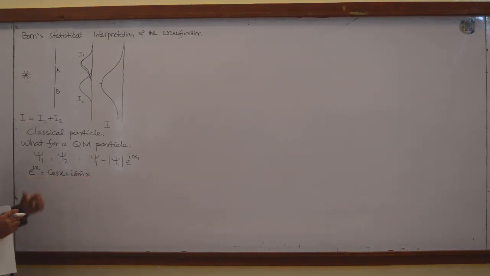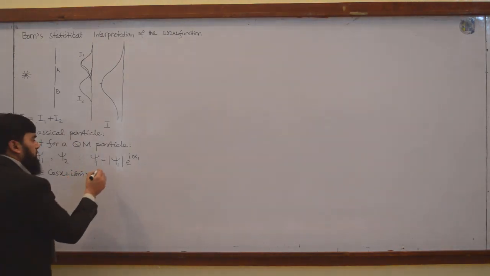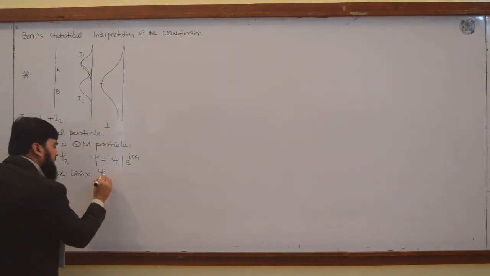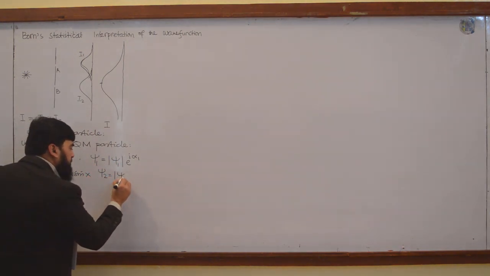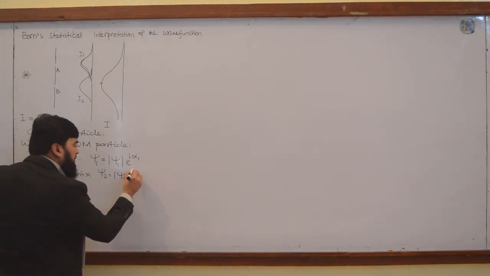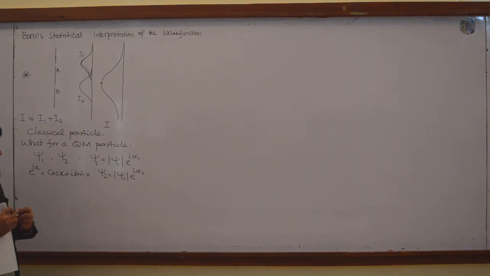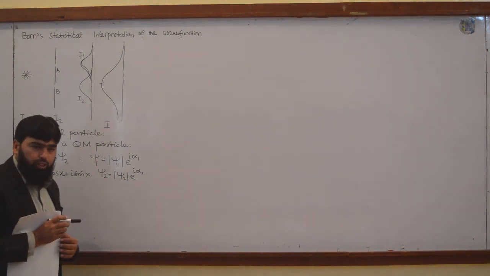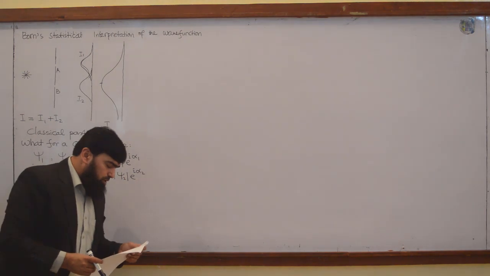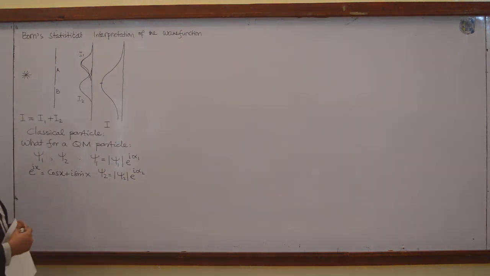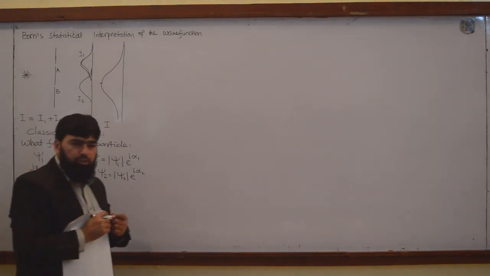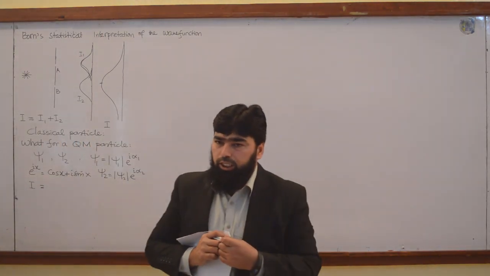This is the Euler relation, so I write psi 1 like this, and psi 2 is the amplitude of psi 2 multiplied with the oscillatory function. We write our quantum mechanical particle like this. Now what will be the net intensity? You know the relation between intensity and amplitude.